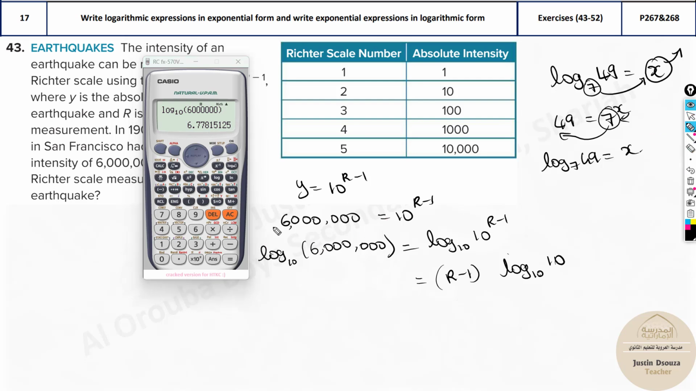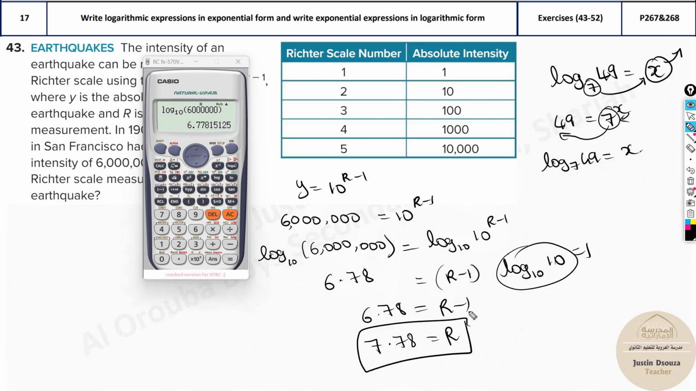So what I'll write is, over here, this left side is basically 6.78. Now what happens over here? This is equal to 1. So 1 into r minus 1 is only r minus 1, isn't it? So it'll be 6.78 equals r minus 1. This minus 1 goes to the other side and becomes 7.78 equals r. And this is your answer.